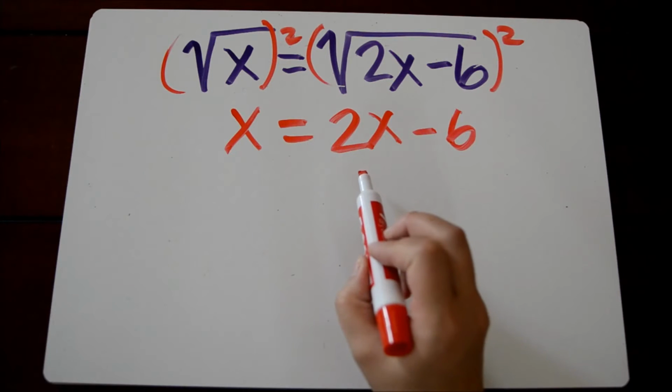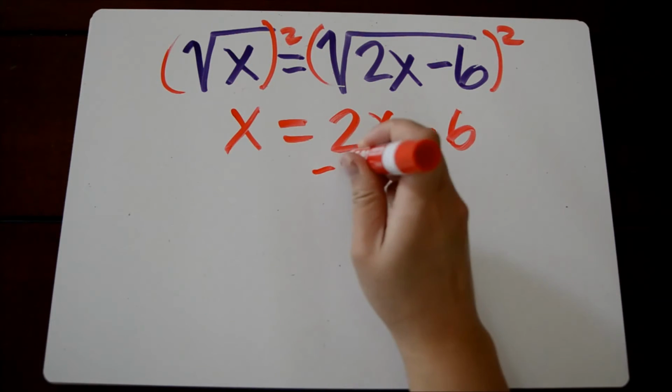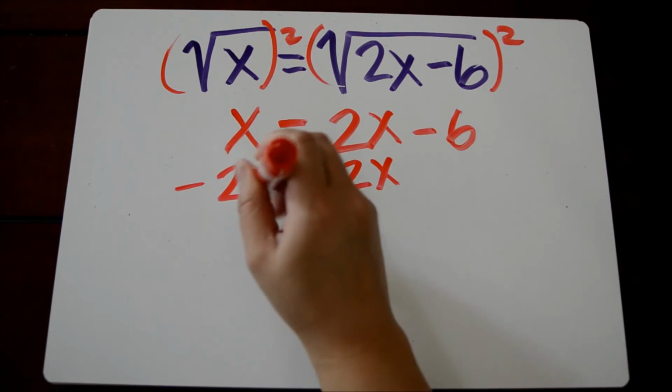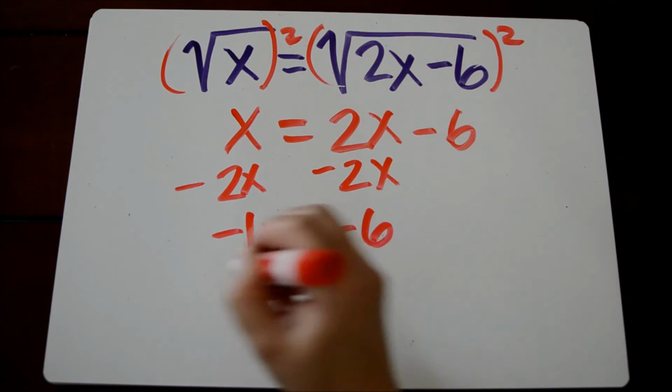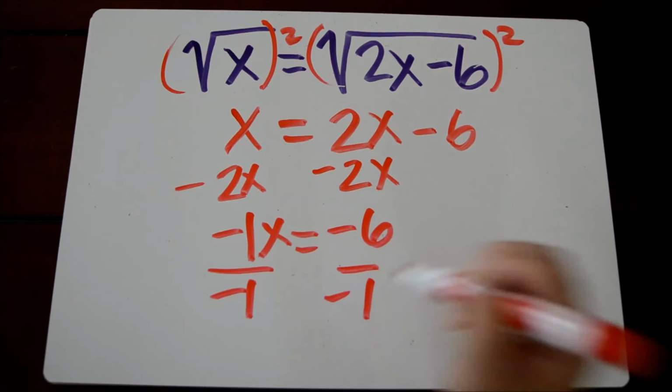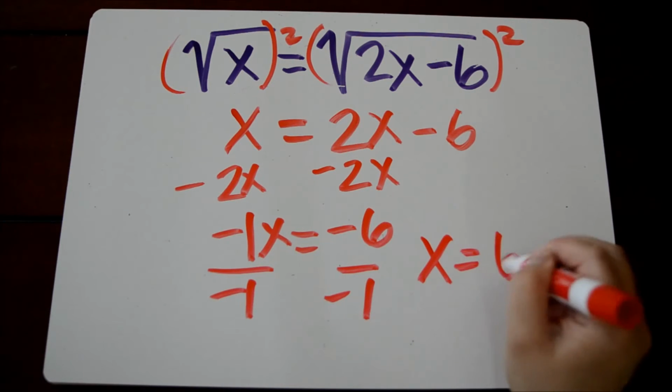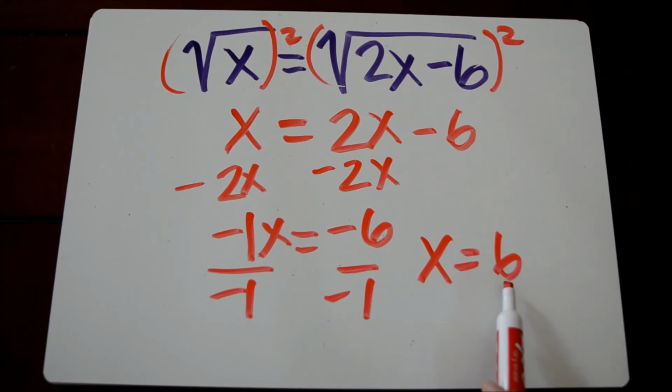We just have to subtract 2x from both sides to get our variables to the same side. That leaves us with negative 1x equals negative 6. Divide both sides by negative 1, and we get x equals 6. So let's plug it back in to see if it works.